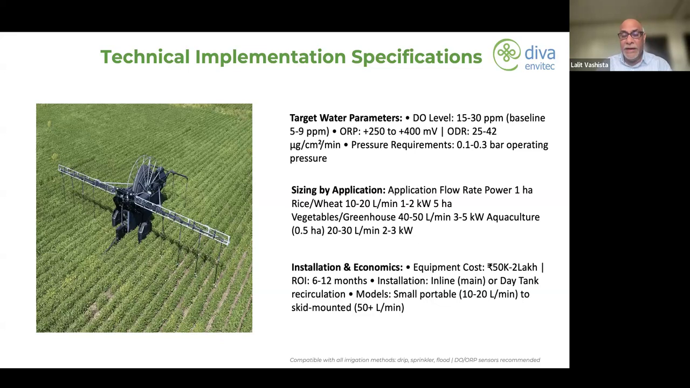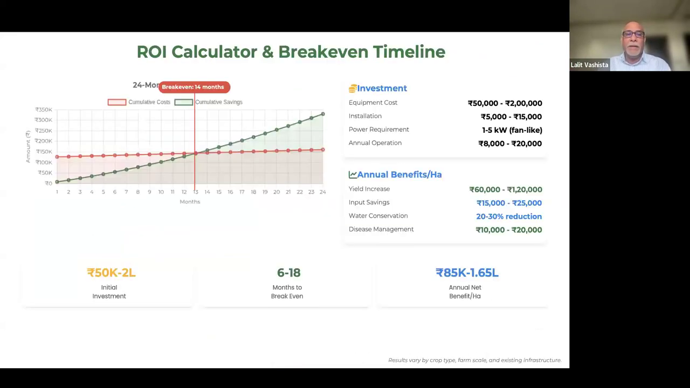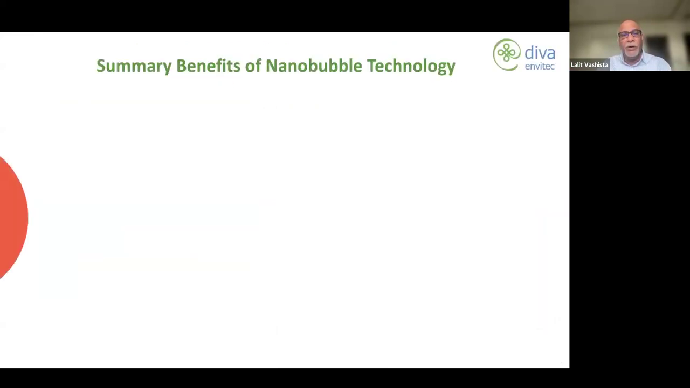So we are now designing a 10 to 20 liters per minute model, a small portable model, which can go from farm to farm, let's say a cluster of 10 farmers. So they can use it in turn. So 10 farmers can collectively buy a machine of 50,000, which is only 5,000 per farmer. And they could use it every hour. They can transport it from one farm to the other. So these kinds of models can be worked out. This is the ROI calculator. We will go into details.